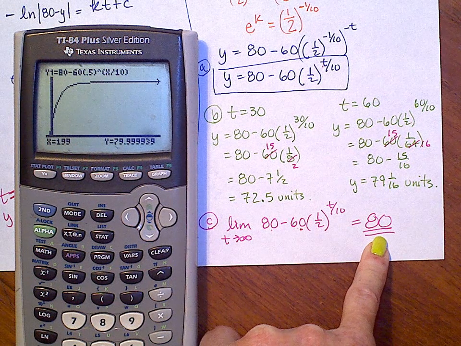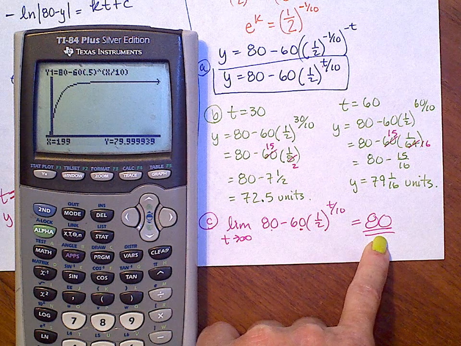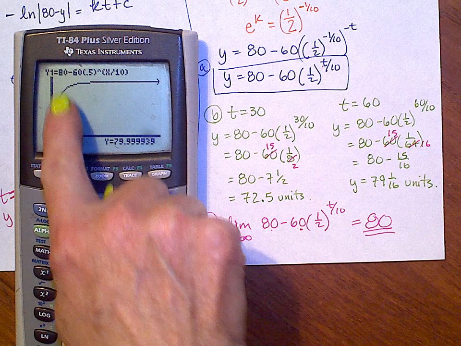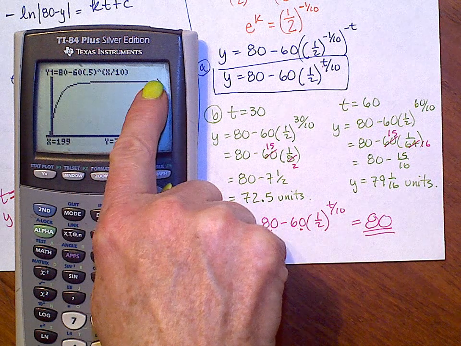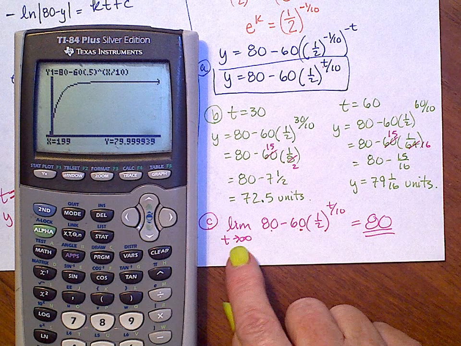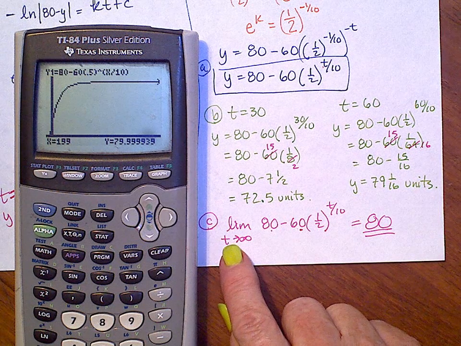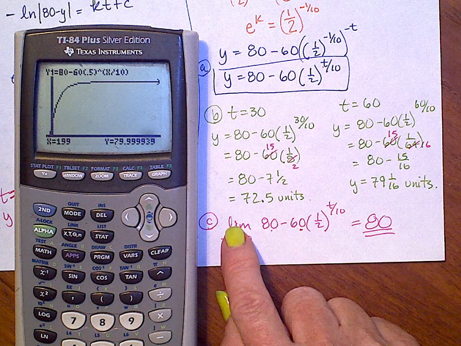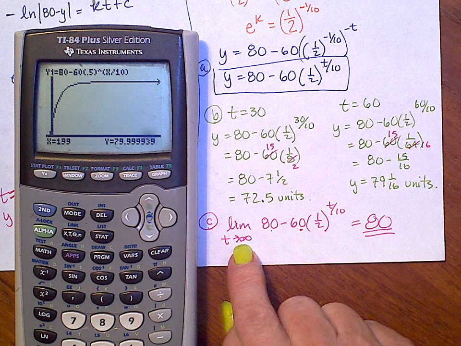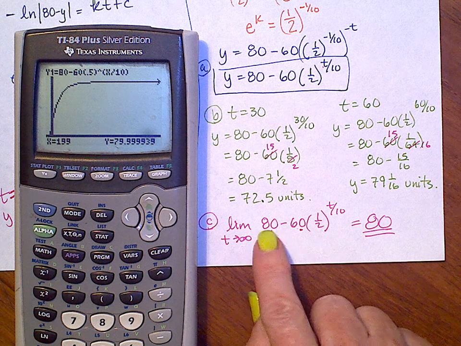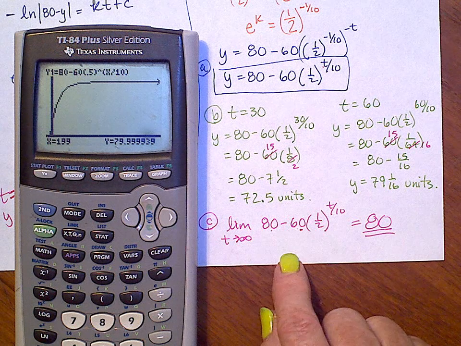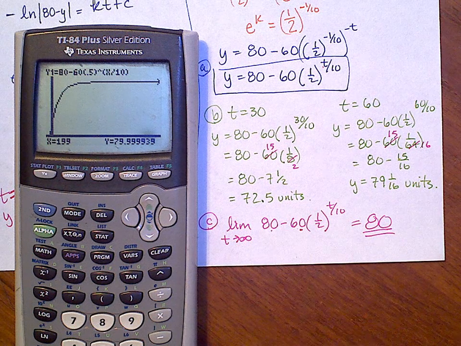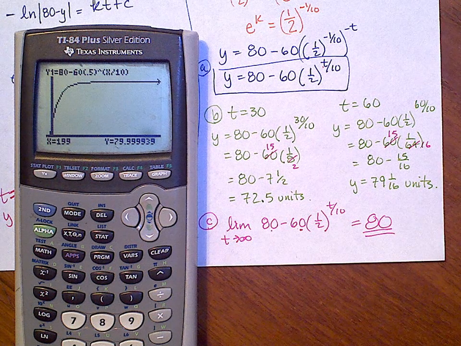The other thing that's going on in here, do you see a horizontal asymptote at y equals 80? And do you remember way back when we were doing limits that the limit as x approaches infinity, in this case t, sets up horizontal asymptotes? So there is a horizontal asymptote for this function at y equals 80.